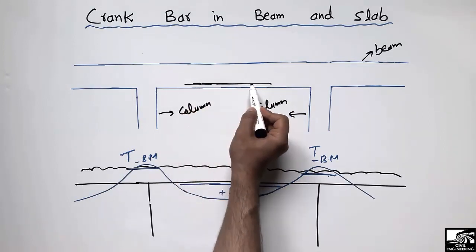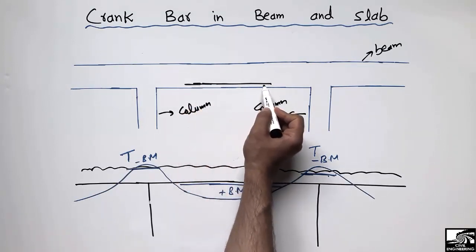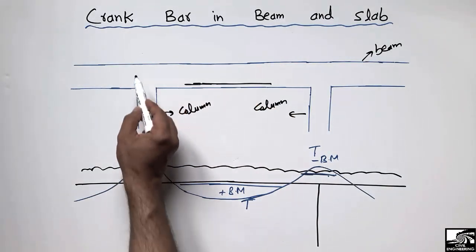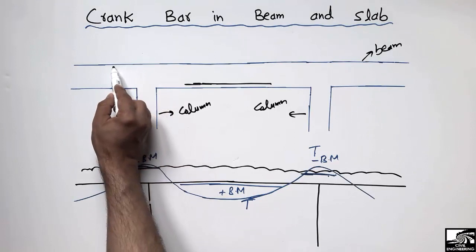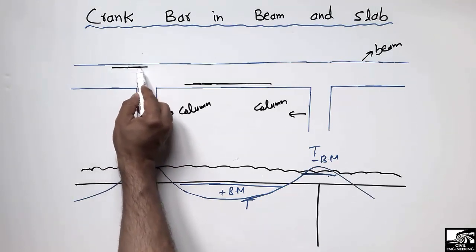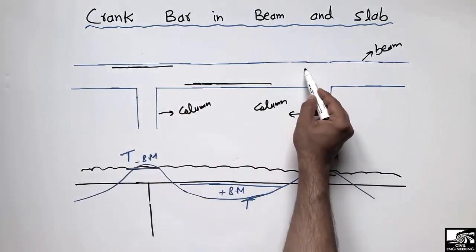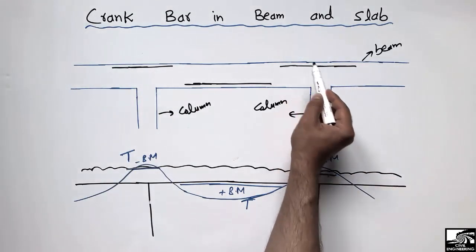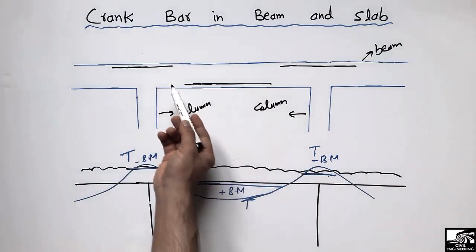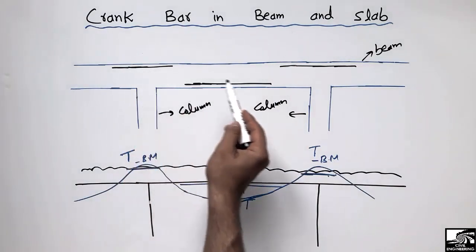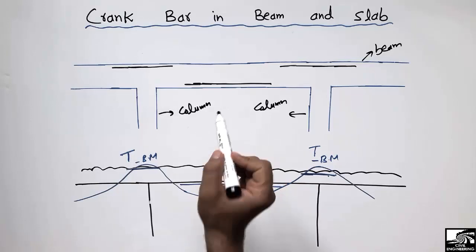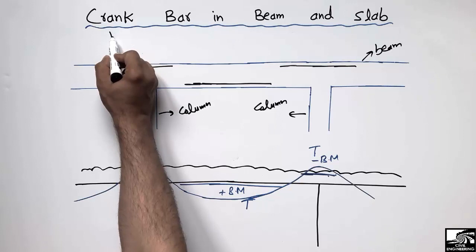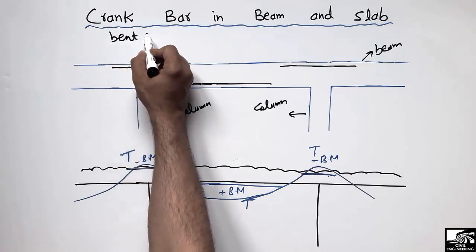If I draw it this way, it will be the steel bar for the positive bending moment, where we have tensile stresses at the bottom of the beam, while at the supports we have negative bending moment, so tensile stresses at the top of the beam, and we will have to provide the reinforcement at the top of the beam. Similarly here as well. So we are providing the reinforcement at three different locations. What we mostly do is provide the crank bar, also called the bent up bar.